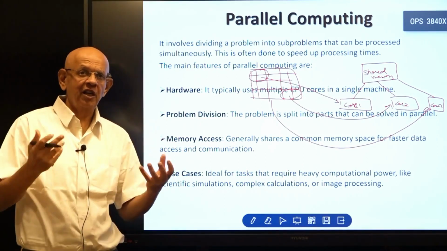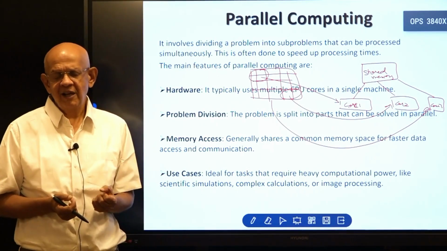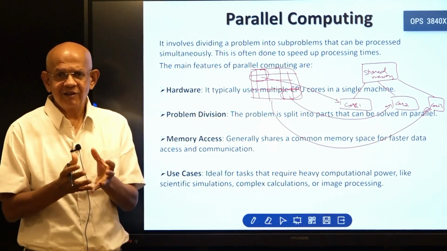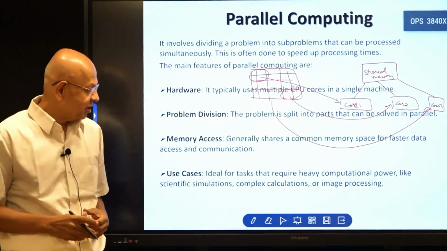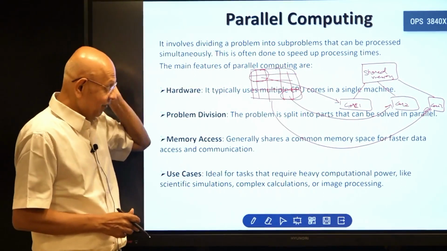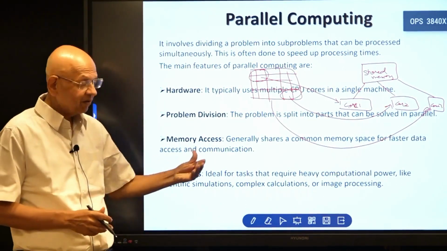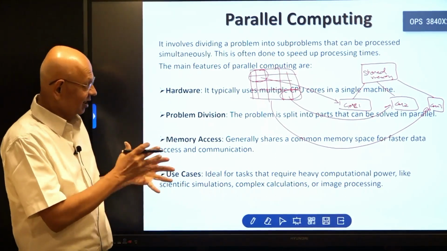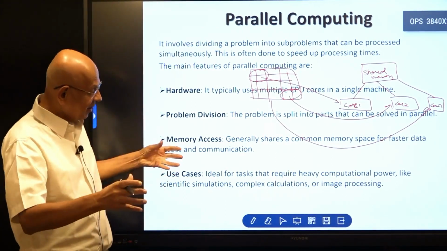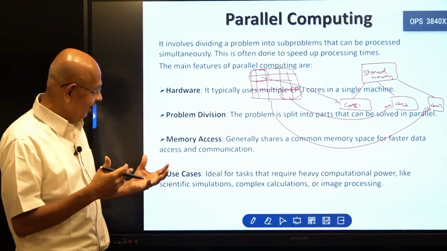For example, if you are working in computational fluid dynamics, you would need this to solve some of those equations. As I just explained, image processing also needs this kind of thing. So: shared memory, multiple cores, and the same task split between multiple cores. That is how it works.